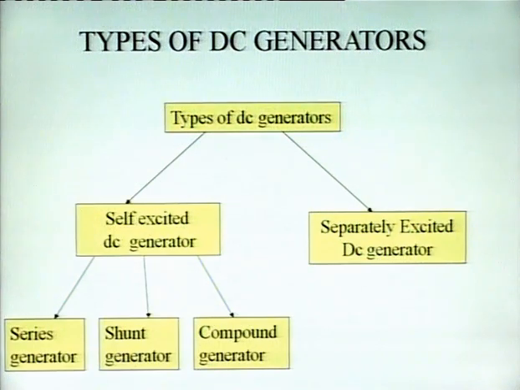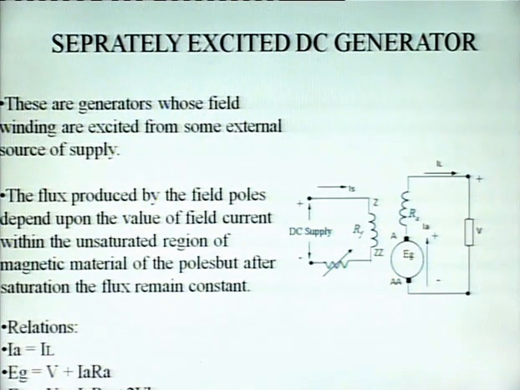So the types of DC generator are: self-excited DC generator and separately excited DC generator. Self-excited DC generator can be further classified as series generator, shunt generator, and compound generator. First is the separately excited generator.